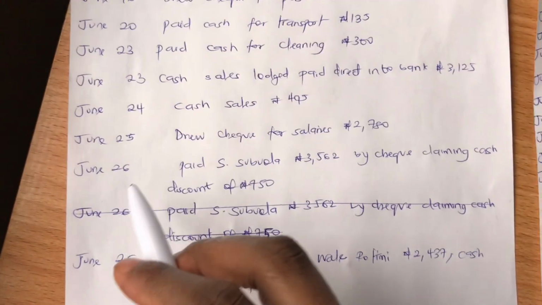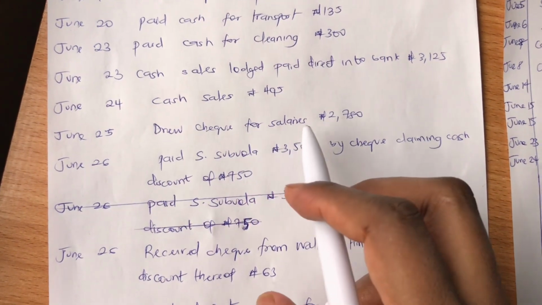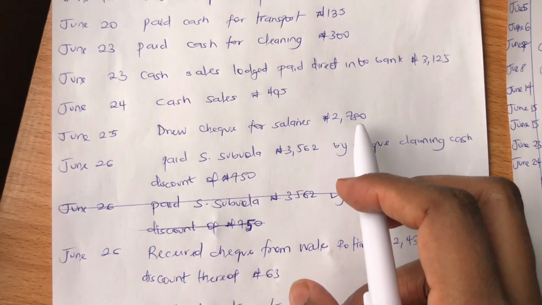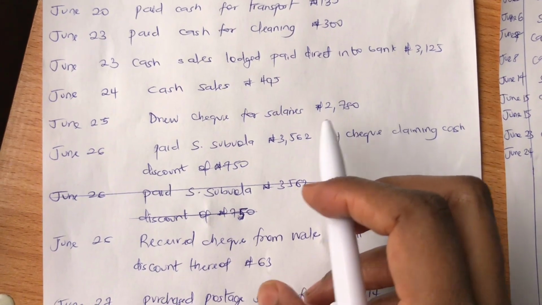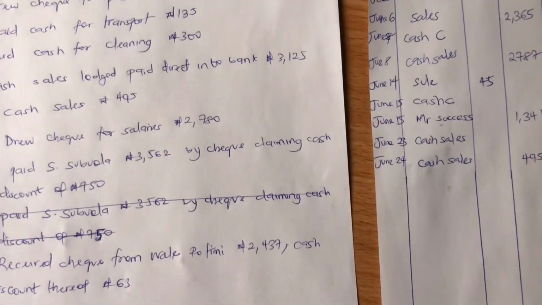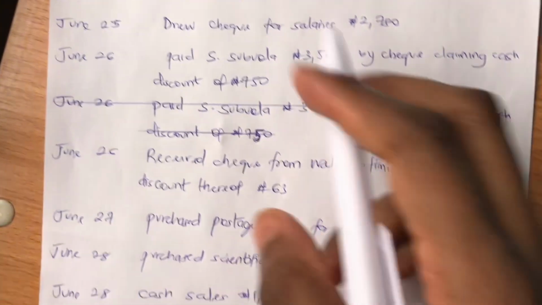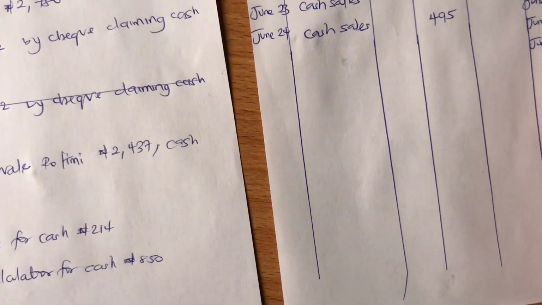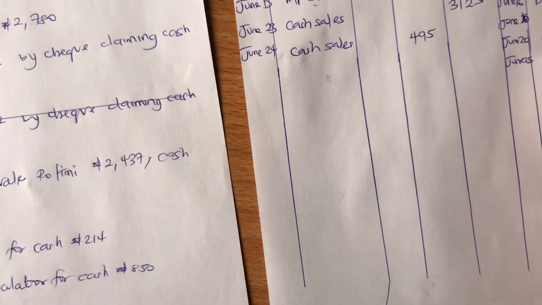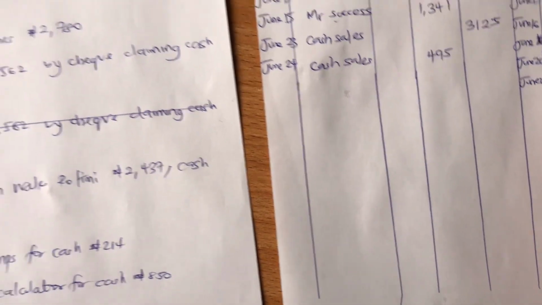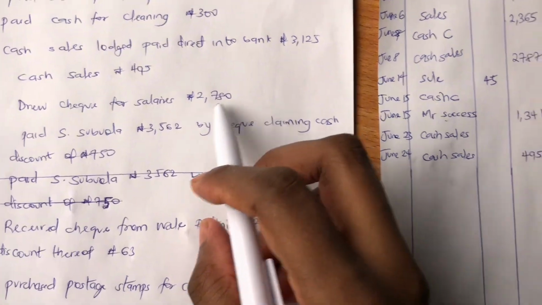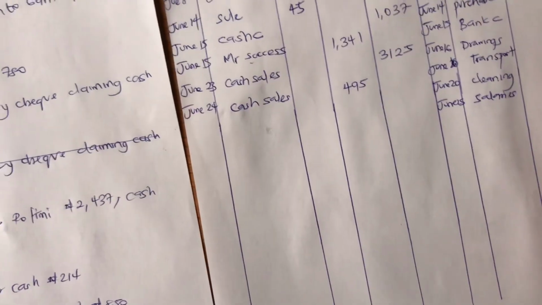So on June 25, they drew check for salaries at 2,780 naira. So it's going to be a drawing basically, and since they use it for salary, it's like a payment out. Yes, it's going to be on the credit side. June 25, salaries, 2,780 under the bank.